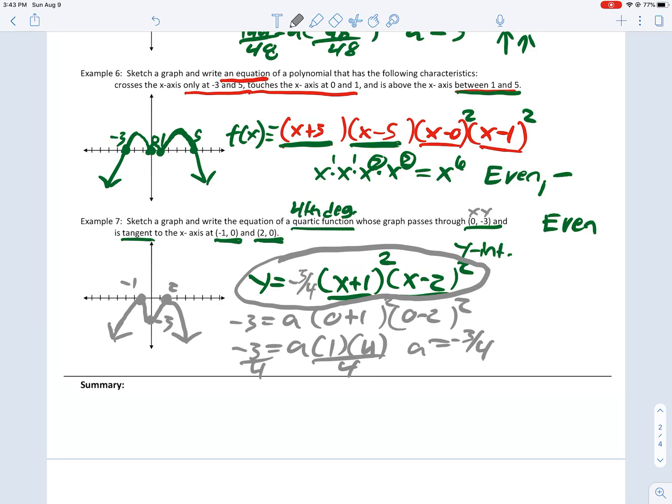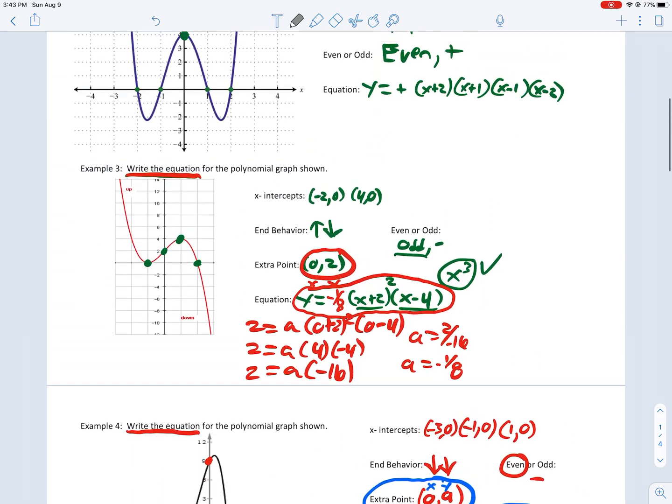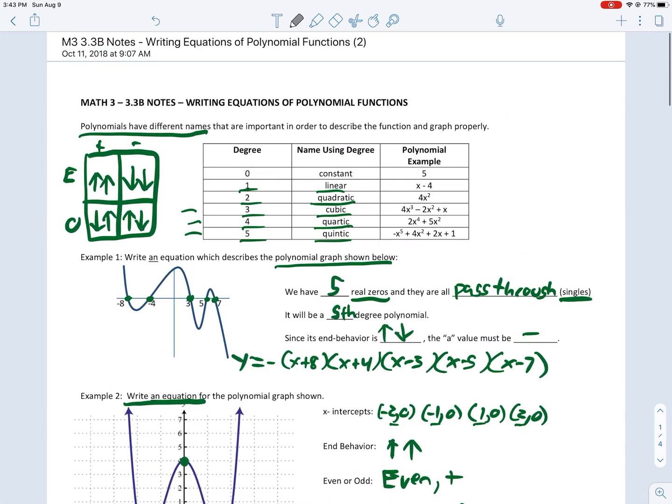Also, in order to figure out a, you have to have another point other than the x-intercepts. Sometimes that could be y-intercepts, sometimes it's another point on the graph. Make sure you answer your essential question as you're writing your summary, and then you'll be done with your notes.